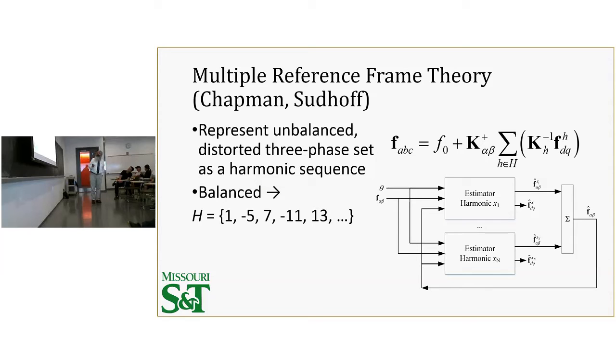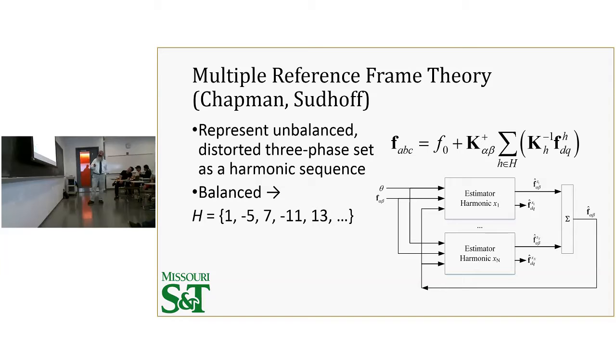Okay, so what we have here is DQ components of a harmonic series. And this would be the typical harmonic series if you have a balanced three-phase set, where it's 2n plus 1, right? So you have the -5 and the +7 go together and so forth.